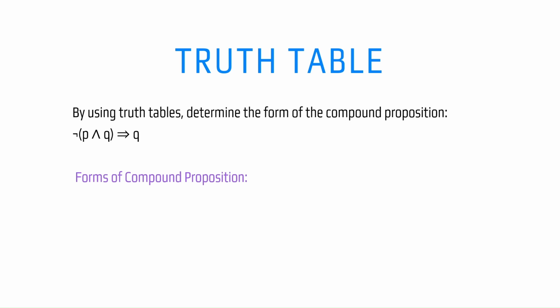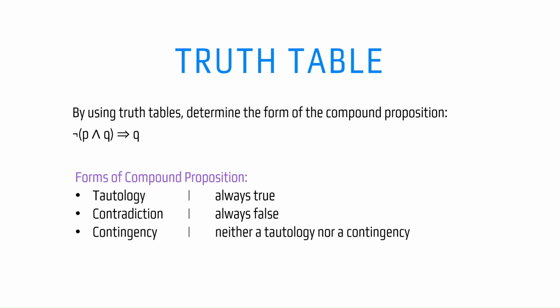There are three forms of compound propositions, namely tautology, a compound proposition that is always true no matter what truth values are assigned to the propositions; contradiction, a compound proposition that is always false, which is the absolute opposite of the tautology; and contingency, a compound proposition that can be true or false, hence making it neither a tautology nor a contradiction.